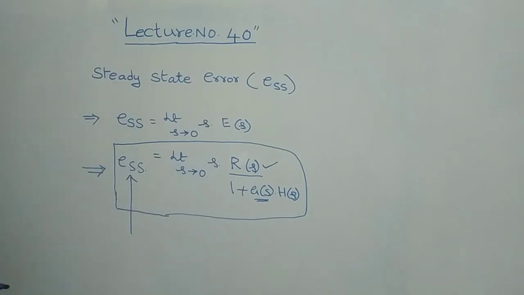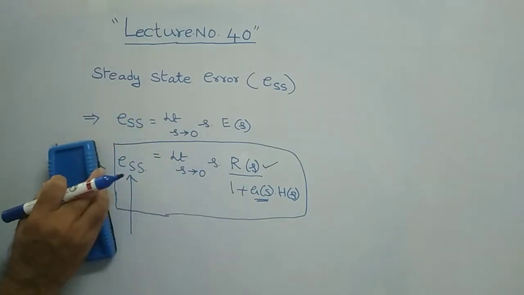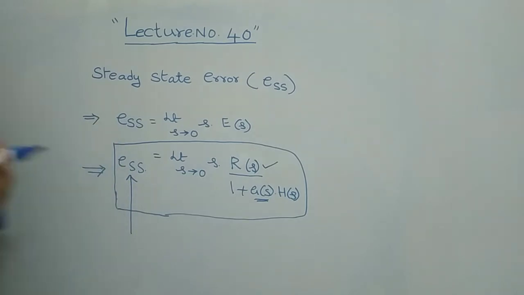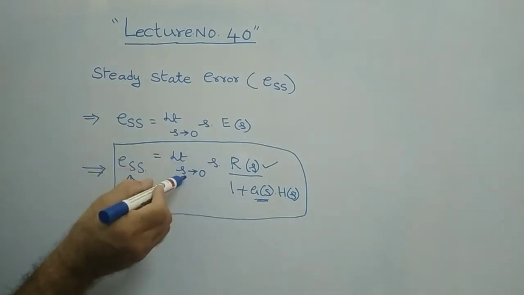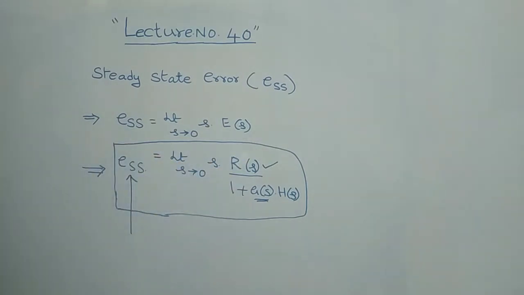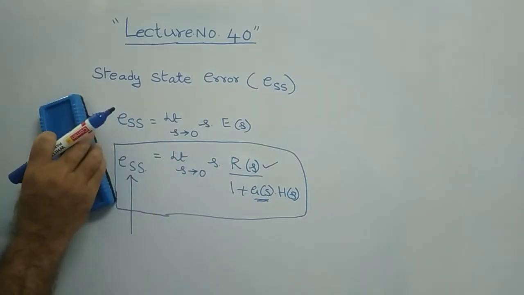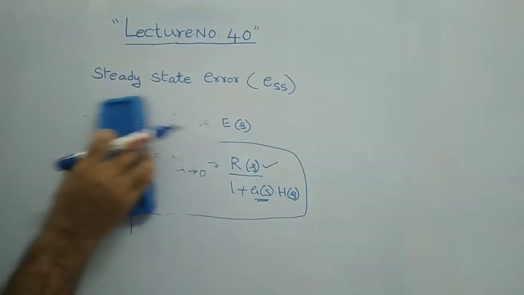It is very important. Definitely you will expect questions on this in GATE as well as UPSC's IAS examination. Therefore, let us listen carefully, it is very interesting and very important also. So remember the steady state error formula: limit s tends to 0 of s into R of s by 1 plus G of s into H of s. This is the standard formula for steady state error.